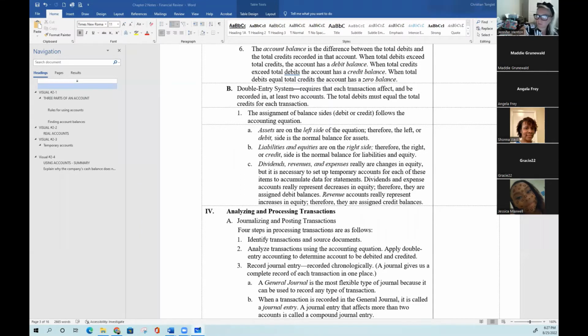Let's see where my screen opened. It opened on the wrong screen, so hang on one second. It's thinking.